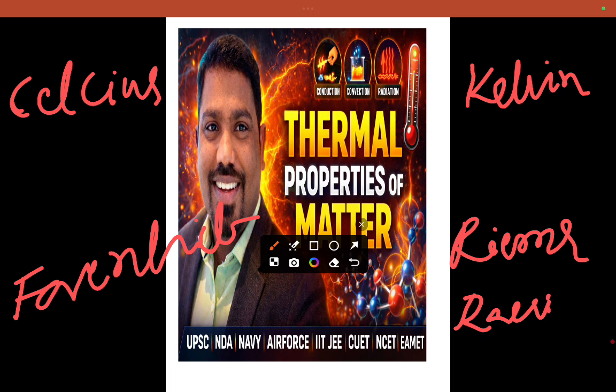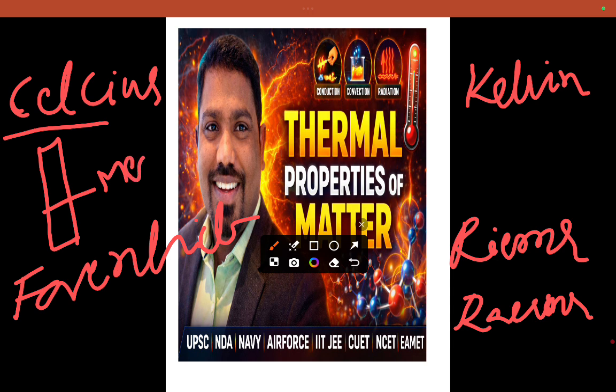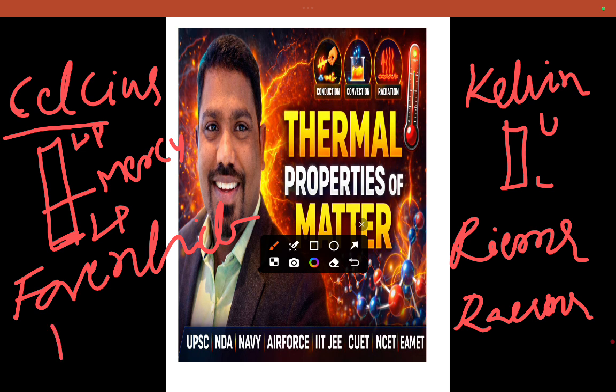Okay, now what is the Celsius scale? The Celsius scale was introduced by Anders Celsius. The thermometer consists of mercury, as we know very well. The scale has one lower point and one upper point. Similarly, Kelvin also was introduced by Kelvin. Like that, the four different scales have four lower points and four upper points.